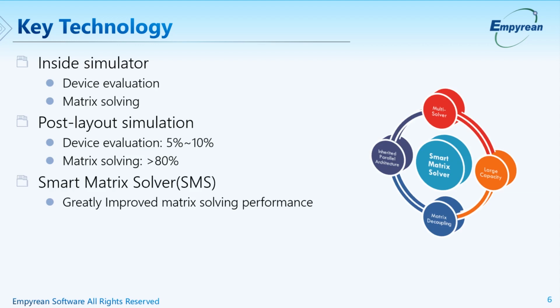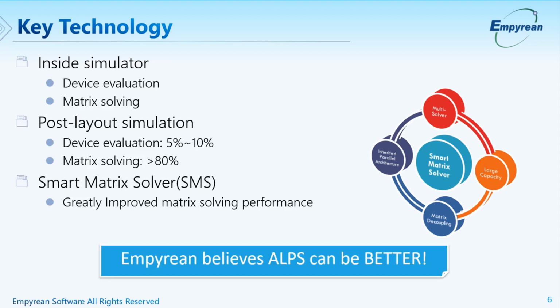So we came up with this technology called smart matrix solver. It combines multiple approaches to improve the performance of device evaluation and matrix solving. And since we can greatly reduce the time of matrix solving and device evaluation, the total time of simulation will be reduced. So with 3 to 5 times faster than other parallel SPICE, Empyrean Software still wants to move forward. We believe ALPS can be better. Instead of continuing to work on algorithms, we started looking at other prospects that may help to increase the simulation speed.